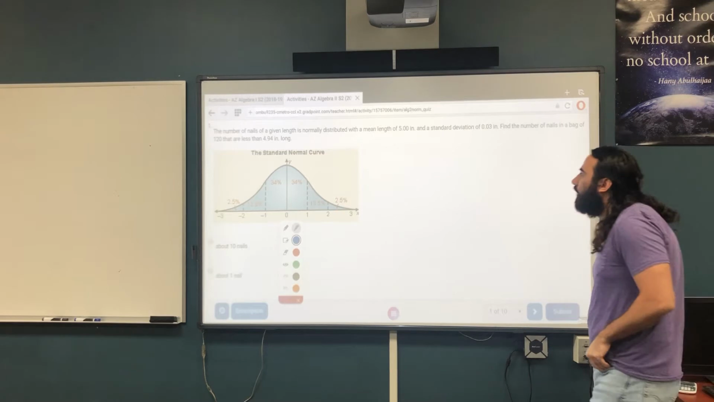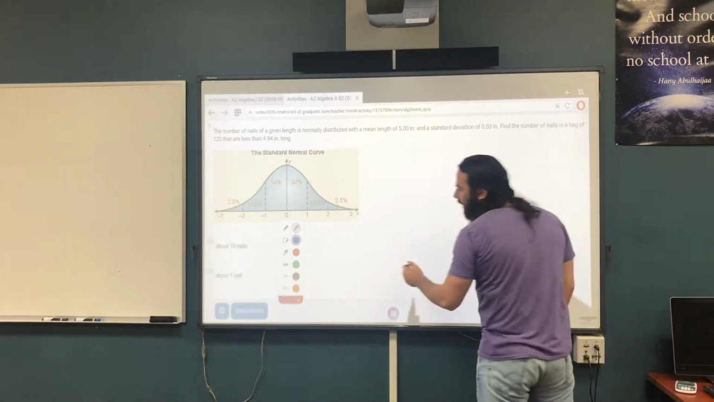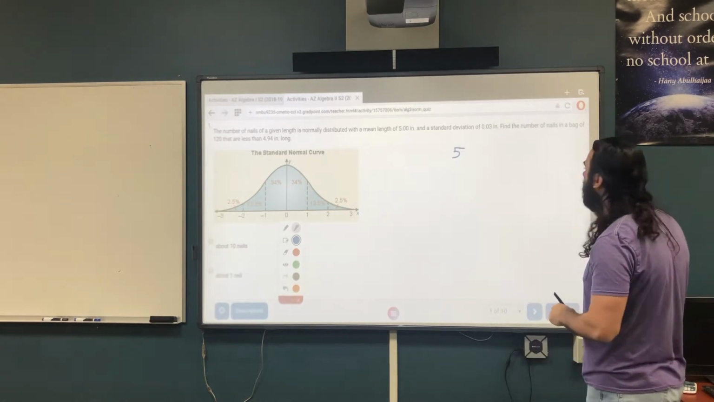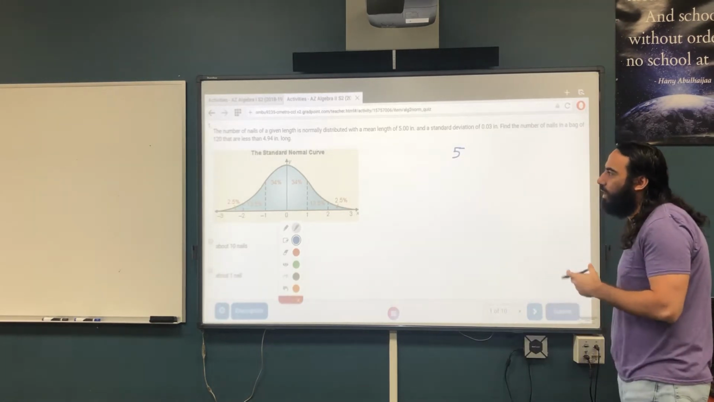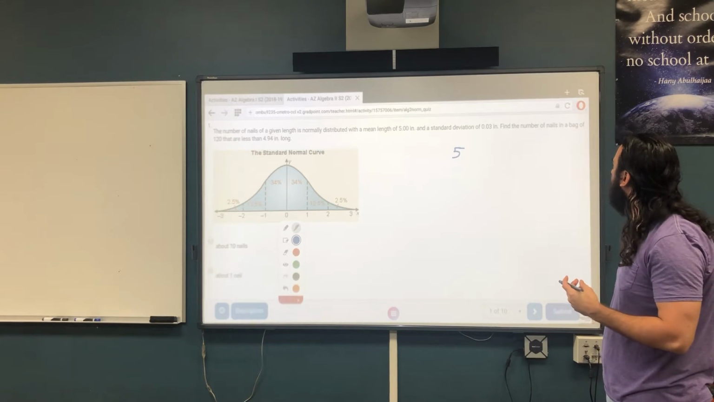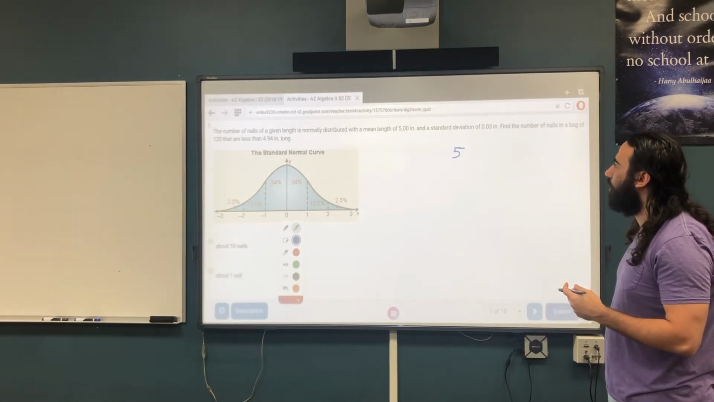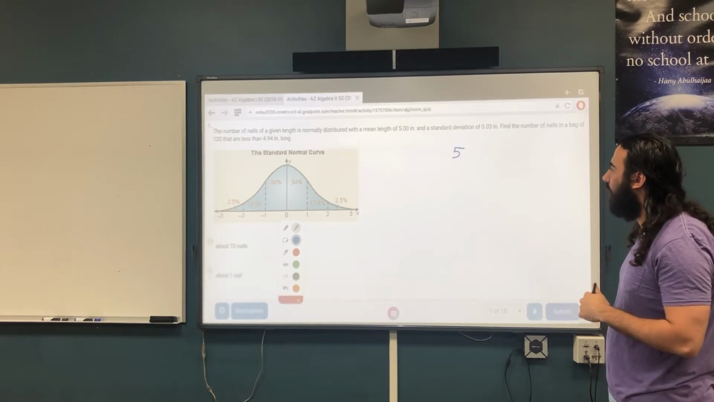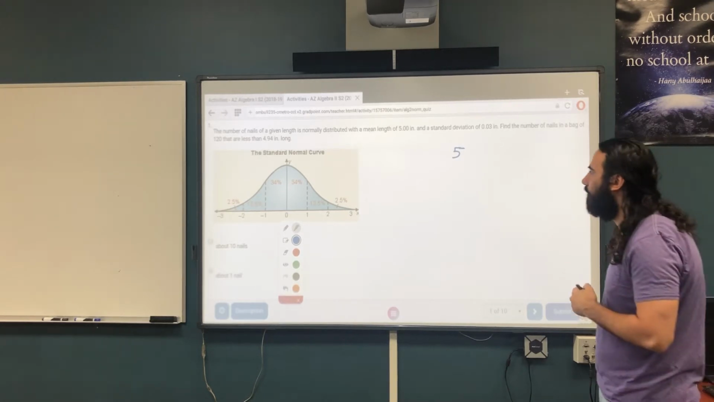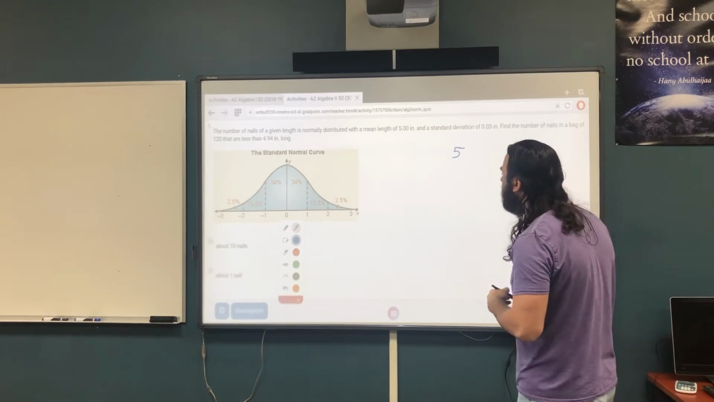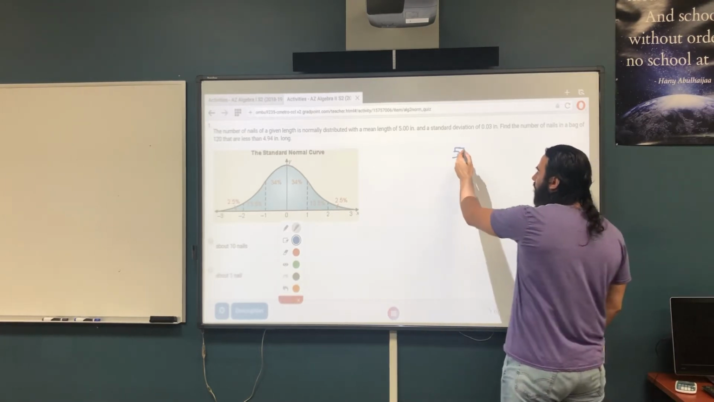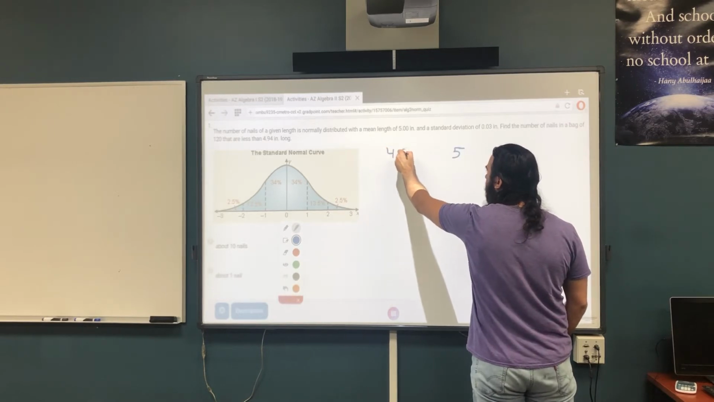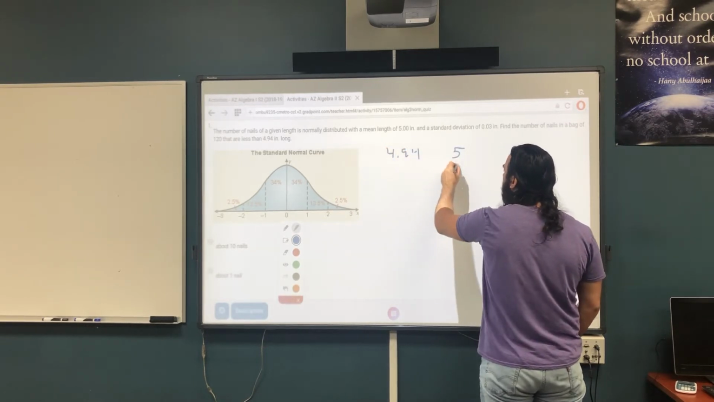So, guys, the mean is 5 inches. Now, he wants to know how many nails out of the 120 are less than 4.94. Because the mean is 5 and he wants less than 4.94, we need to go backwards.